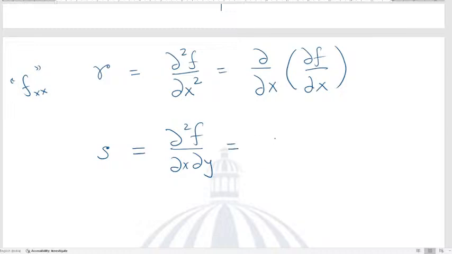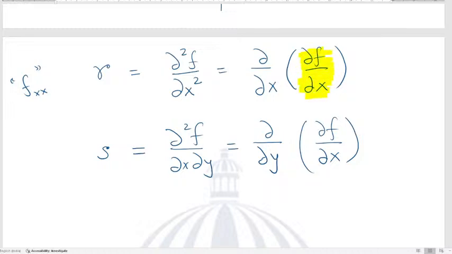And there are two methods of doing this. But since we already have ∂f/∂x, we can just do ∂/∂y of ∂f/∂x. The term inside the bracket is already there. We have already calculated this. So what we do is differentiate this ∂f/∂x once with respect to x, and we get r, with respect to y, and we get s. That is how we get fxy. This is the second order partial derivative.